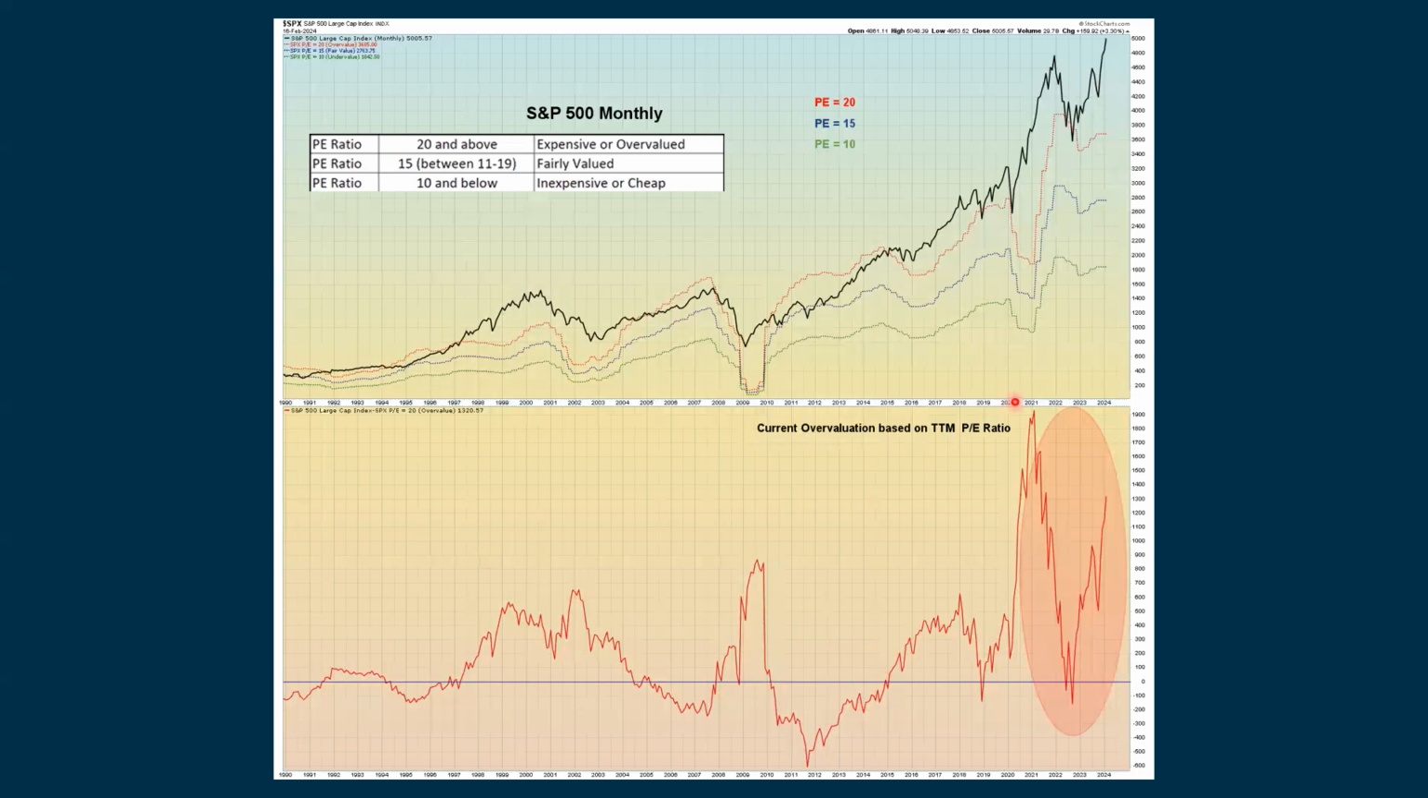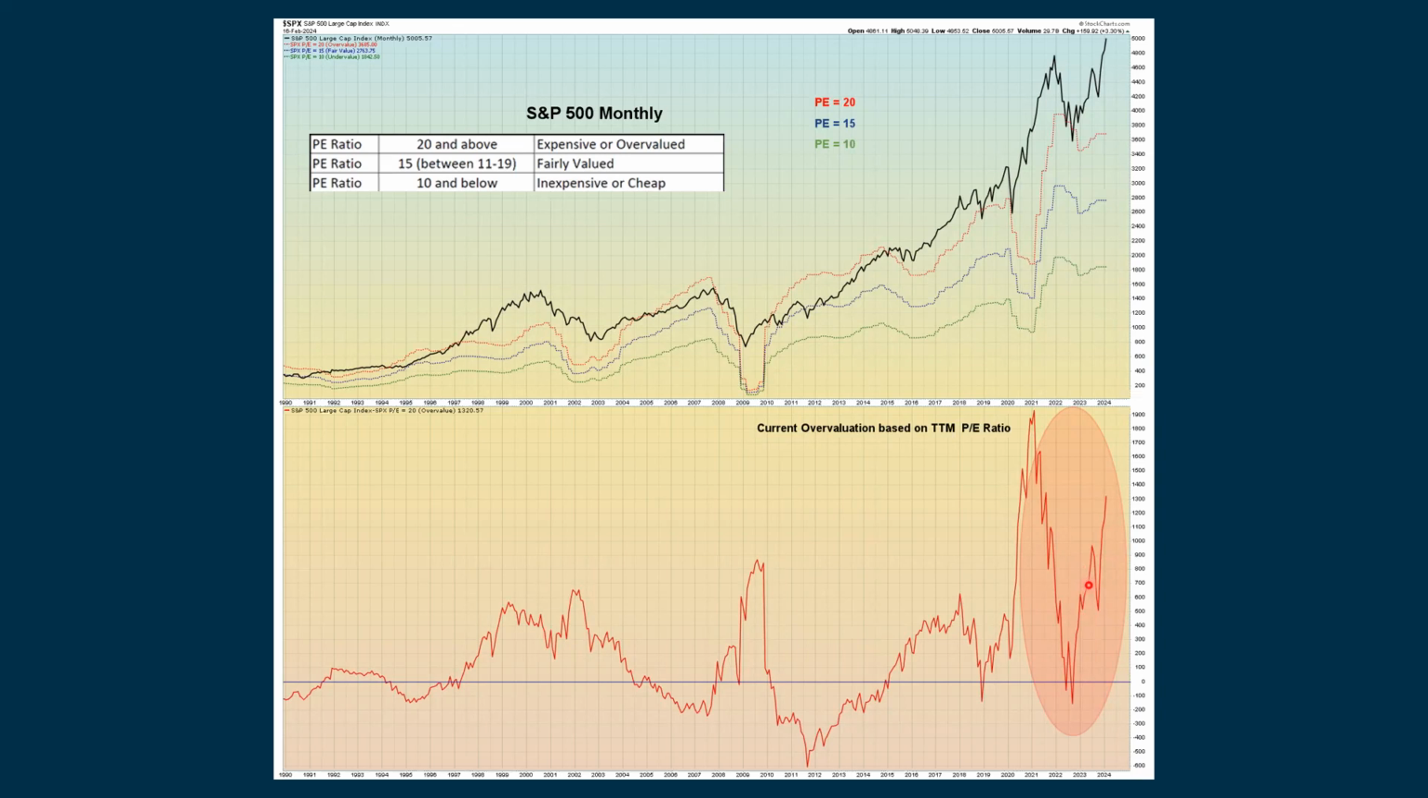And what this chart is, we have the 10, 15, and 20 PE ratios here represented by the different colored dashed lines. And we're above the red dashed line. So we're above 20 when we look at the historical prices. The black line is the S&P 500 itself. And as I said, we're above that. Down below, when we're above that red dashed line, that's when we get a positive result for this particular chart, and we are considered to be expensive.